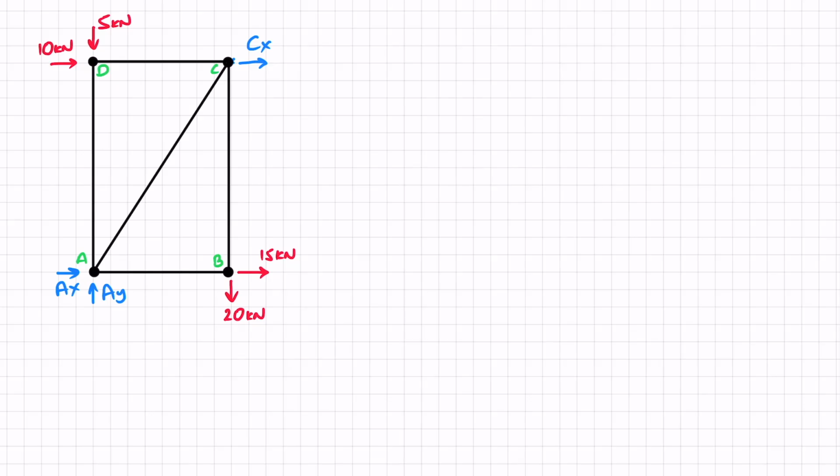Now, the distances in this structure are going to be 2 meters and 3 meters, and I'm using these distances to demonstrate really what distance you need to take each time. So let's go ahead and find the reactions.